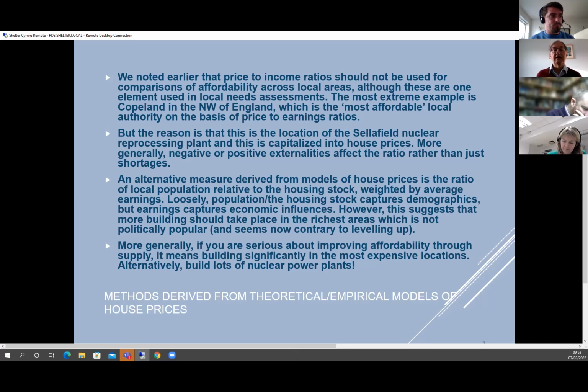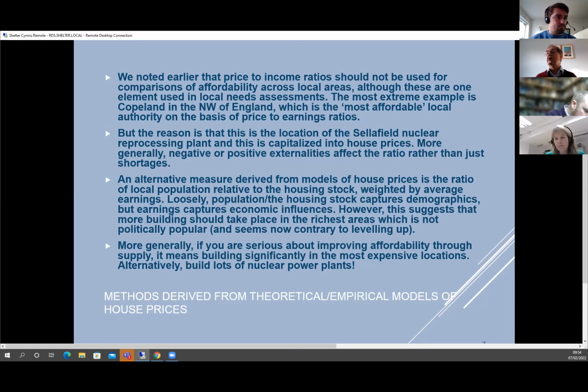What does it actually mean? Because it's unfamiliar, it might look a bit strange. But basically, the ratio of population relative to the housing stock tries to capture demographic influences on housing demand and need, whereas the earnings element captures the economic influences, because we know that earnings are an important determinant of relative house prices across different parts of the country.